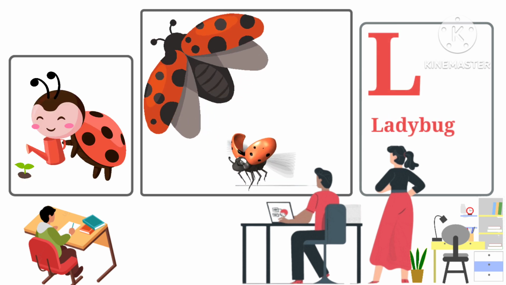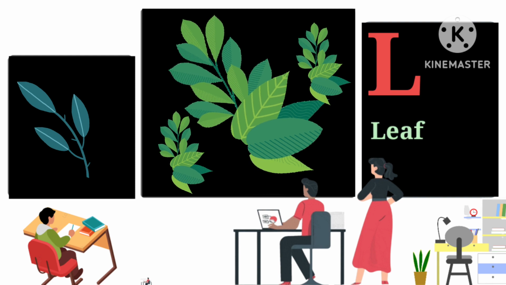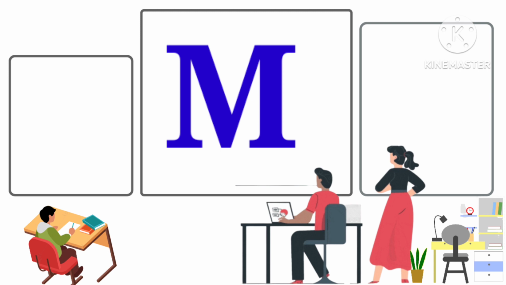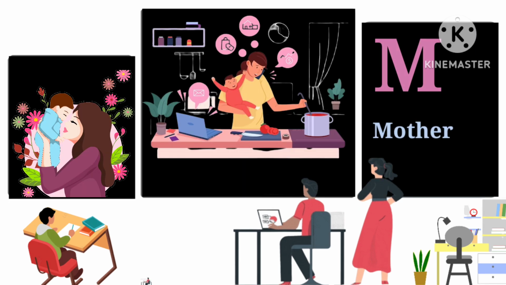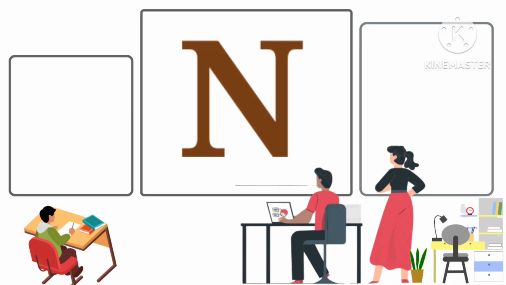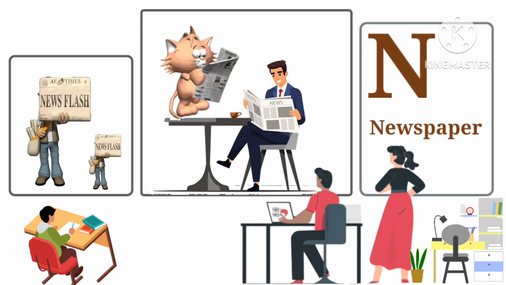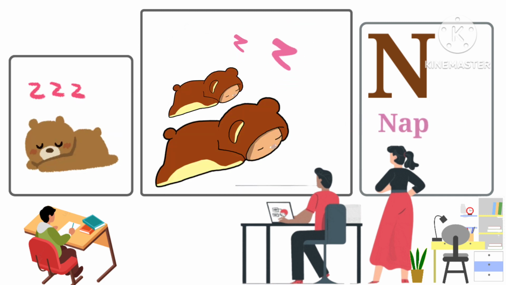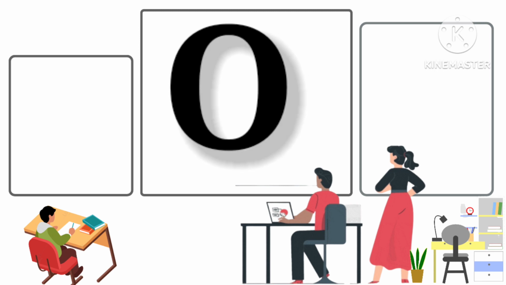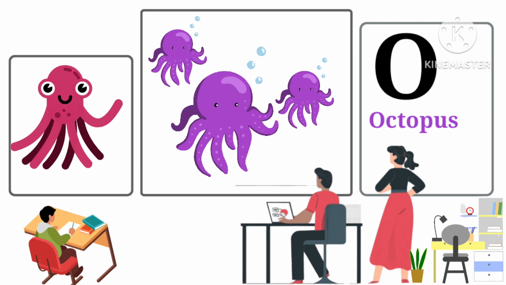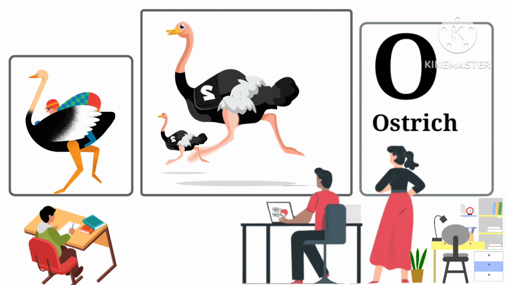L for ladybug. L for leaf. M for mother. M for mountain. N for newspaper. N for nap. O for octopus. O for ostrich.